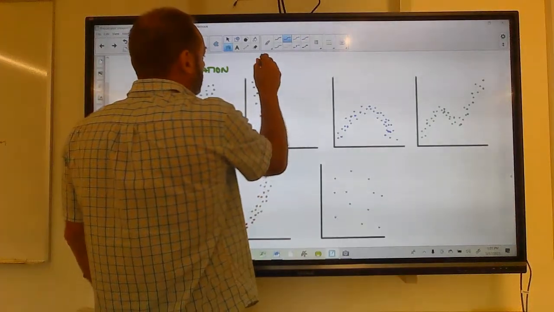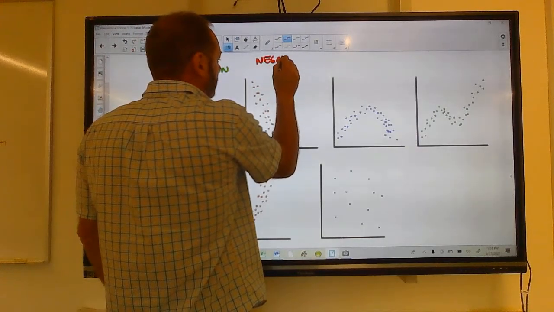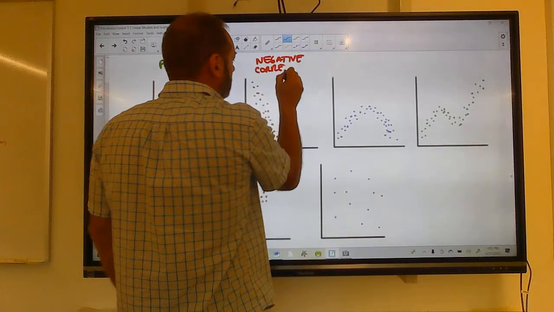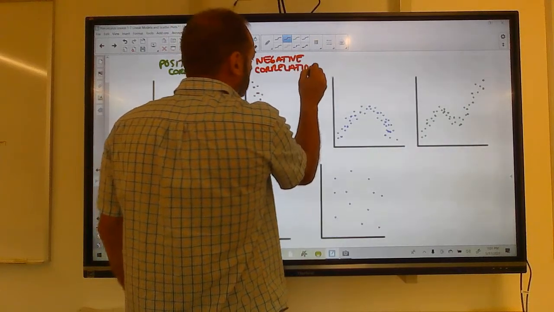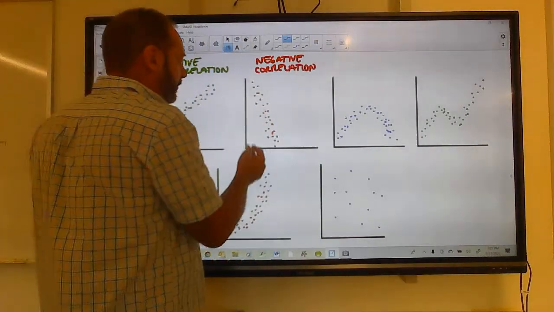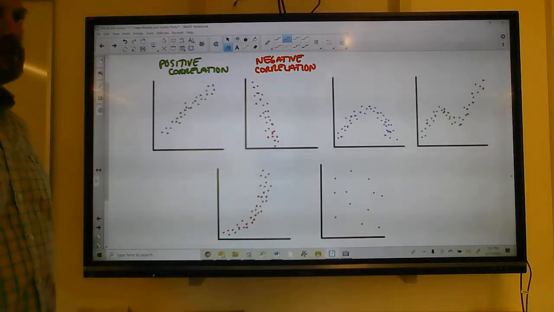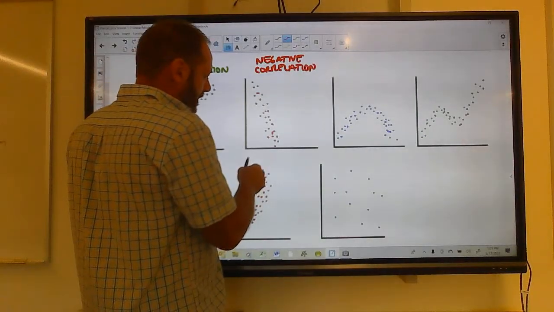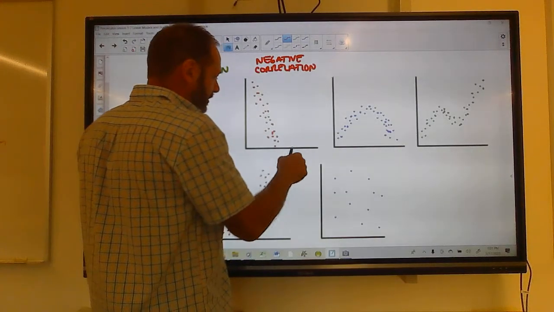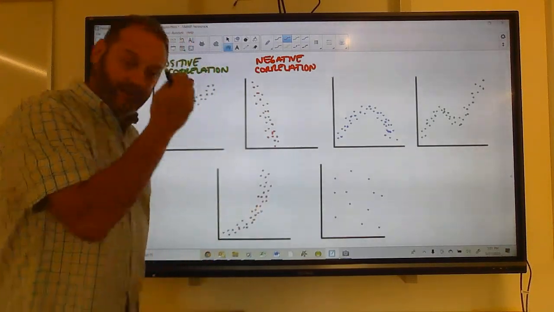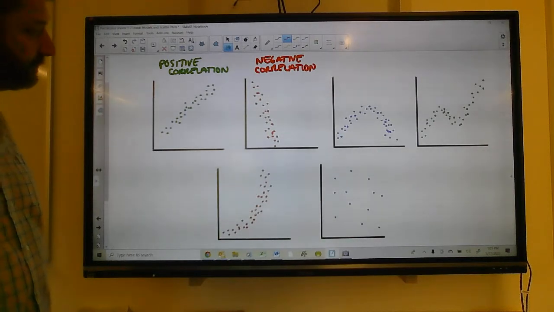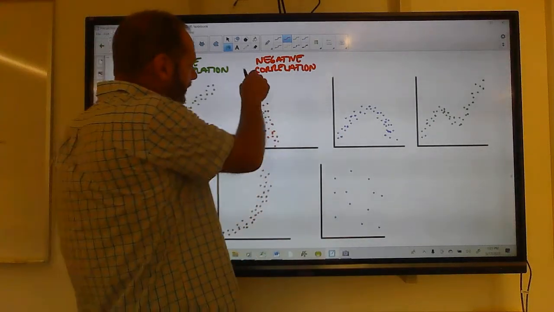This is a negative correlation. Okay, so as x gets bigger, y gets smaller. This would be something like your age versus how many years you have left to live, I suppose. So this is also kind of linear.